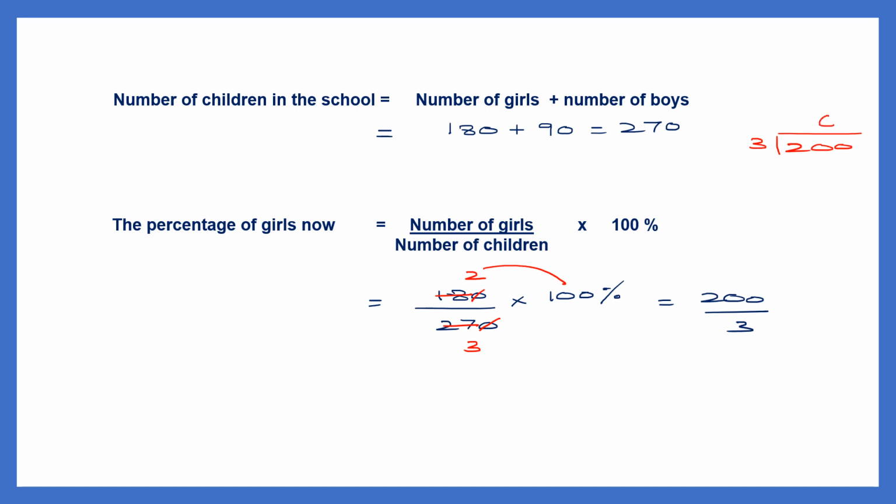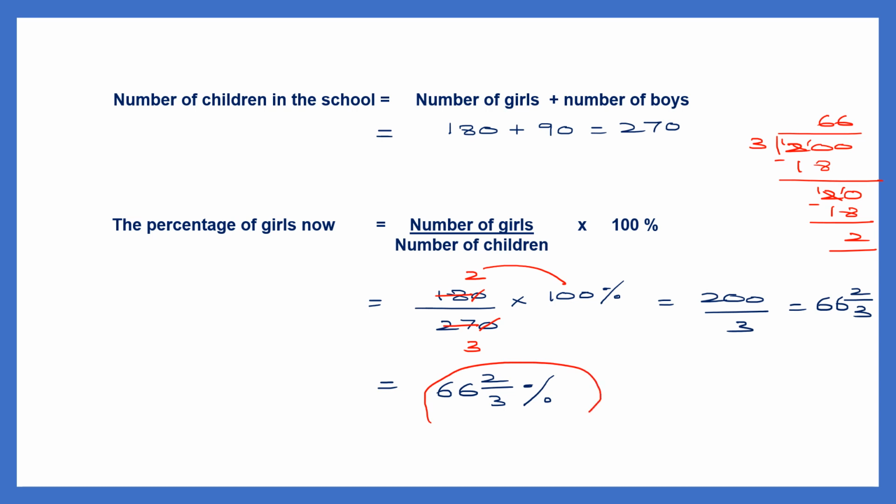Let's take 2, 3 sixes are 18 minus, borrow. 10 minus 8 is 2. Bring down 0. It's 20 again. So 3 sixes are 18 minus, here it is, 10 minus 8 is 2. So our mixed number there will be 66 2 by 3. So our final answer, the percentage of girls is 66 2 by 3%. So we've got the final answer. The new percentage of girls is 66 2 by 3%.